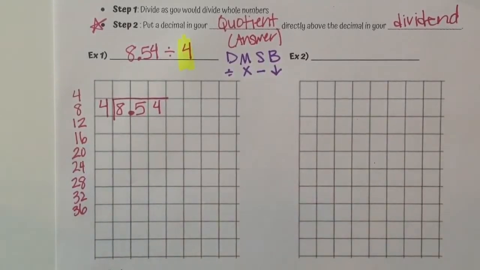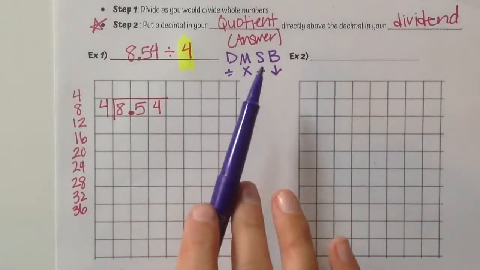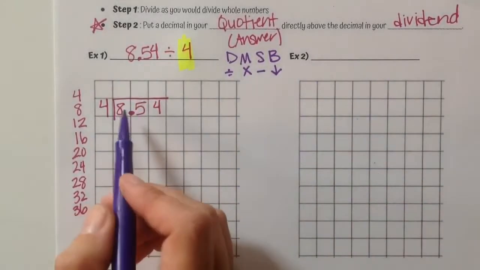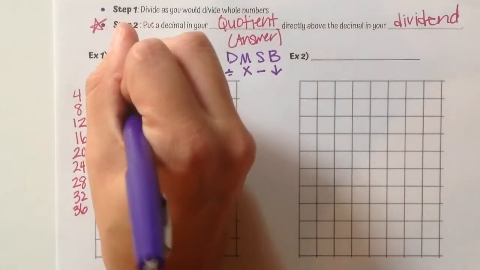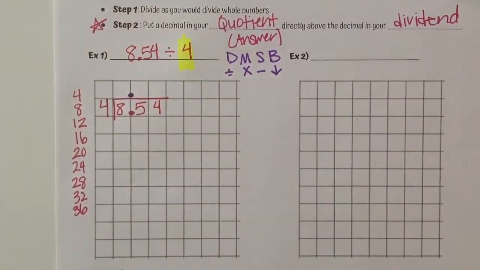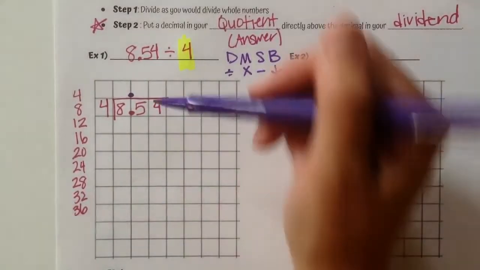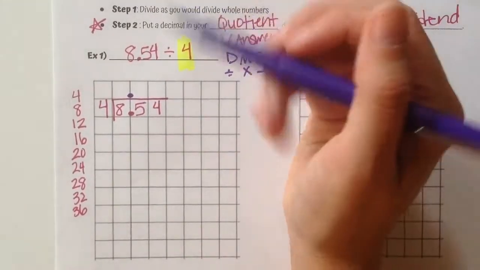And if you want to right away, you can think about that step 2. It said that the decimal in our quotient and our answer should be directly above the decimal in your dividend. So if I put my decimal here in the dividend, directly above it in my answer above, there should be a decimal point. Lined up perfectly. Let's go ahead and divide.